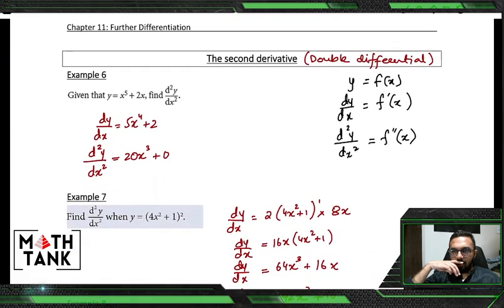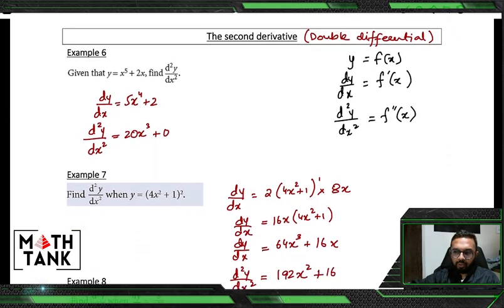Before we go on to the next application, there's something called the second derivative or the double differential. What you do is once you've obtained dy by dx, you can differentiate it again. It might have different rules being applied to it. It doesn't matter. Just make sure that you know your algebra and you're doing the powers properly, and that should help you do the double differential.